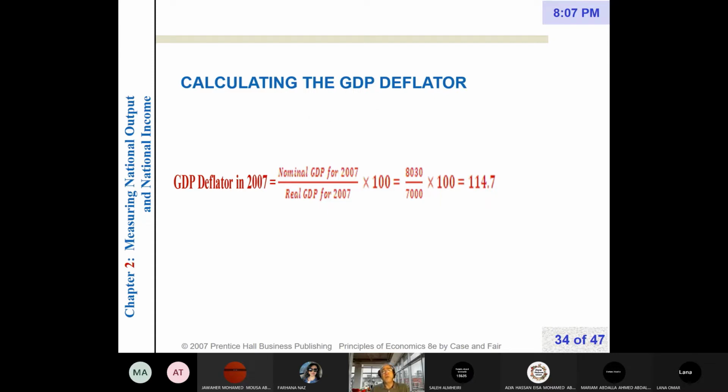And now we have to calculate GDP deflator. What is GDP deflator in Arabic? المخفض الضمني للناتج المحلي الإجمالي.